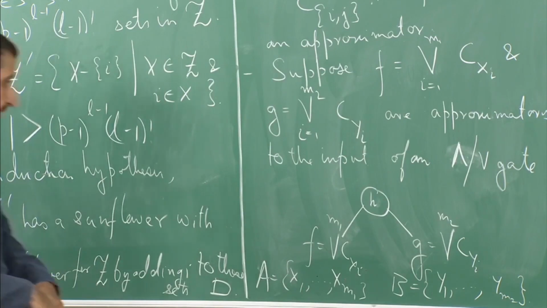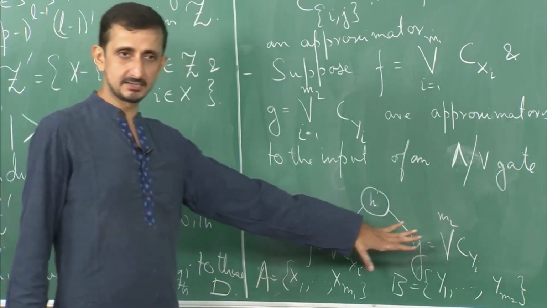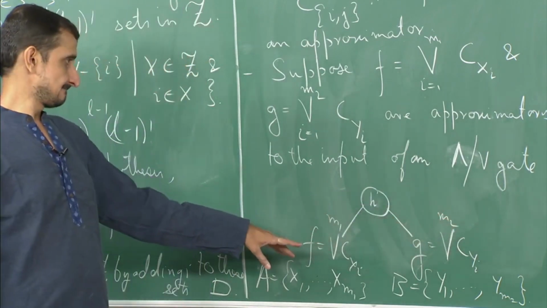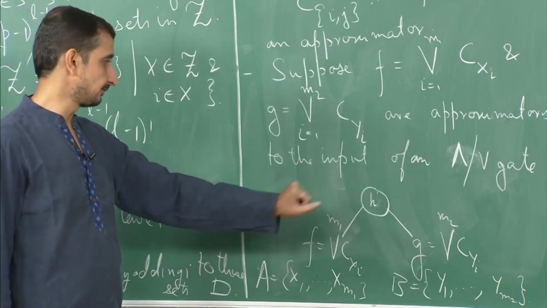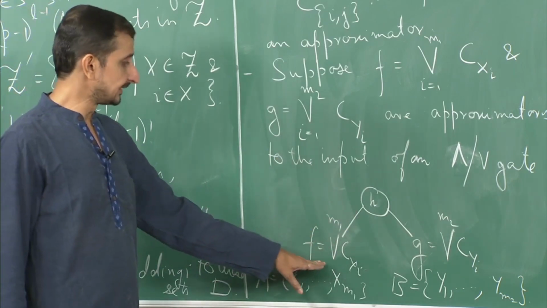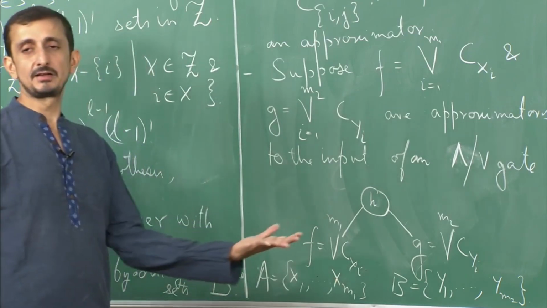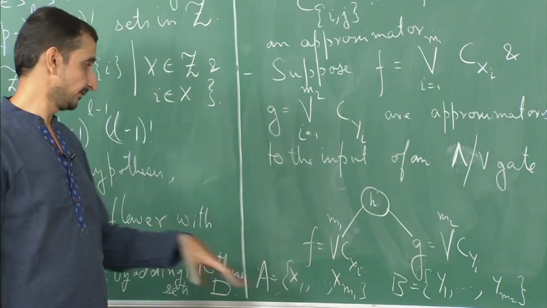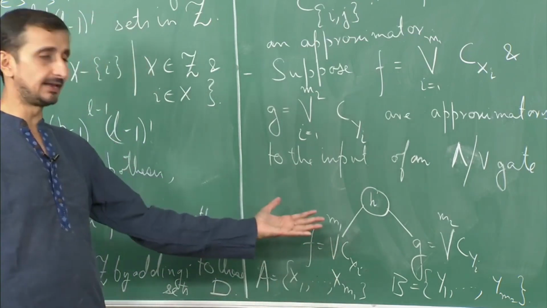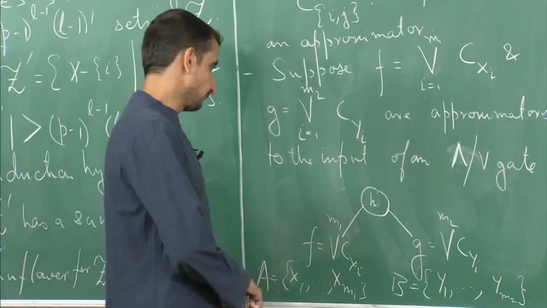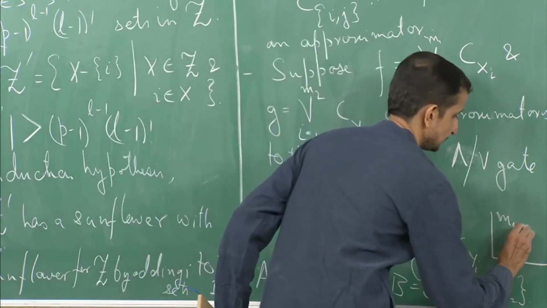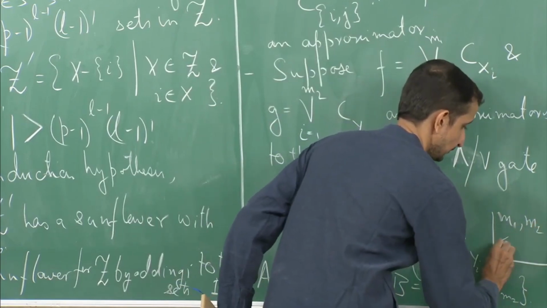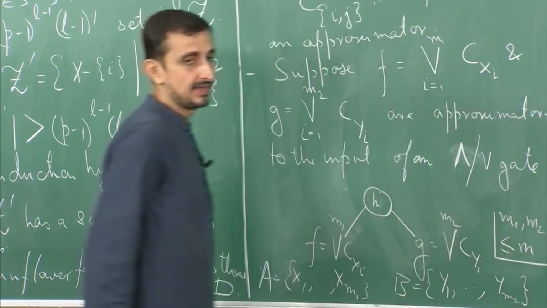And one more thing, what do we know about m1 and m2? How large are they? By definition of an approximator, it is an OR of at most m click indicators. So both m1 and m2 are bounded by m.